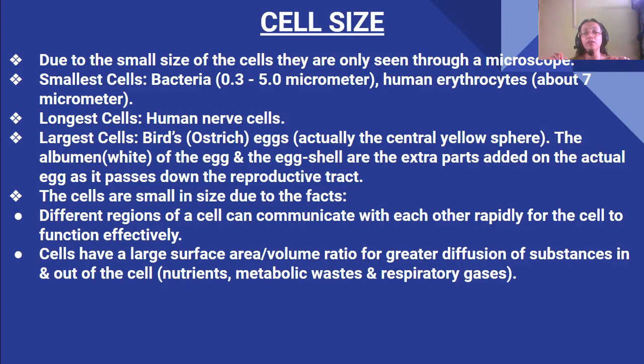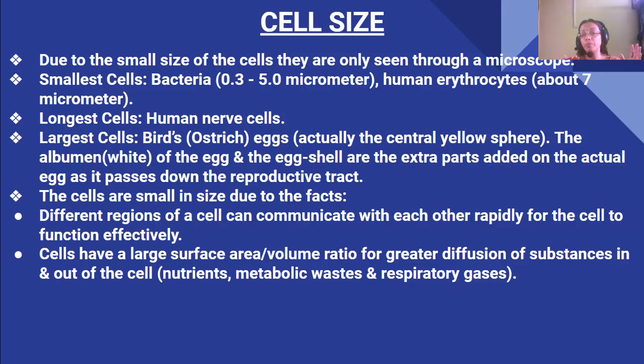The albumin, the white of the egg, and the egg shell are the extra parts which are added on the actual egg as it passes down the reproductive tract. When the bird lays an egg, as it passes through the reproductive tract, the central yellow portion is the actual cell.